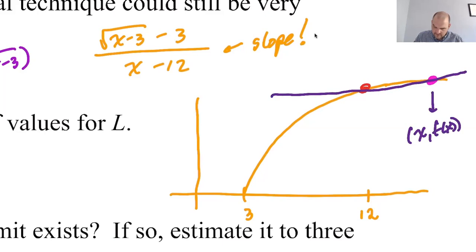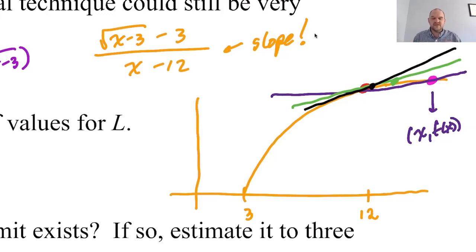let's do a different one. As x gets closer to 12, our line is going to change. And then let's do another one. So when I get here, my line's going to be like that. I'm trying to find exactly the slope of this curve at exactly x equals 12.